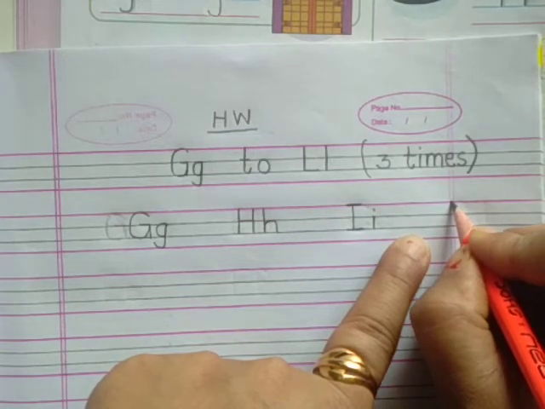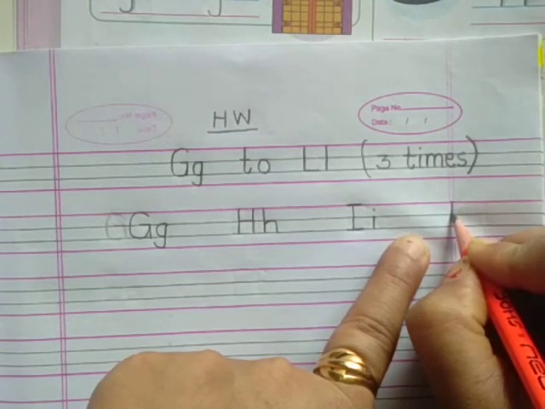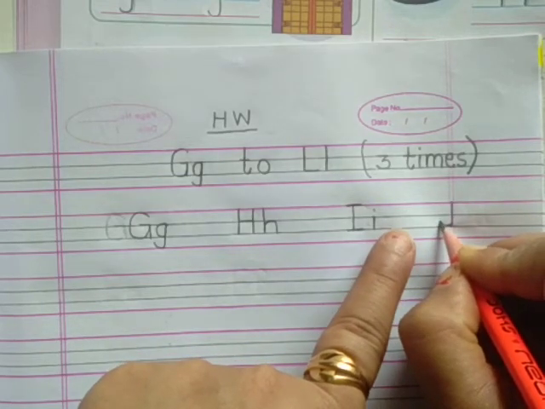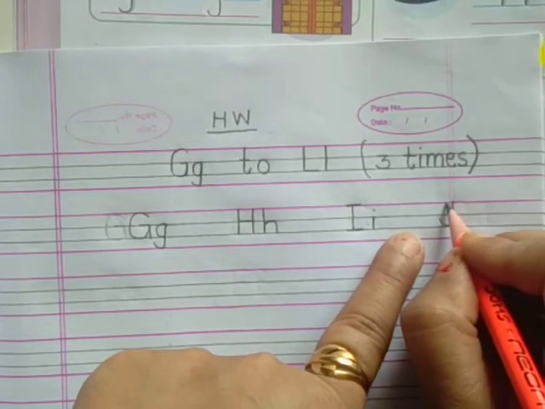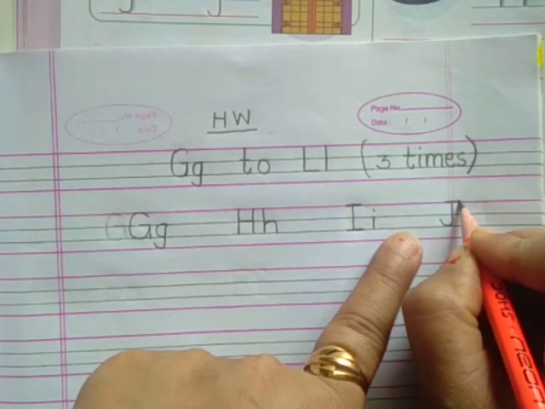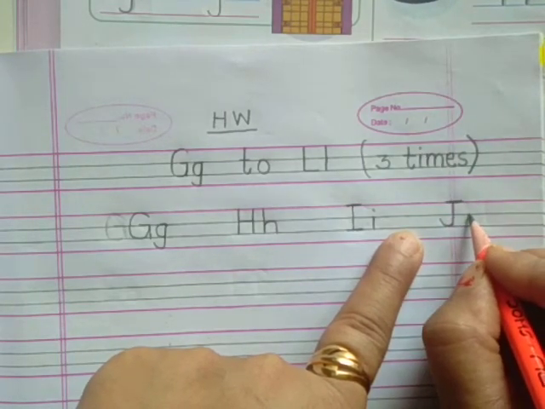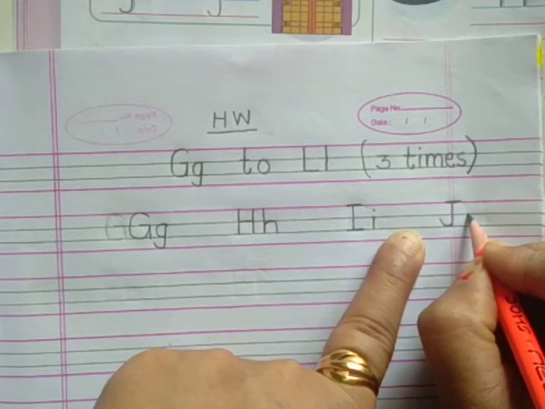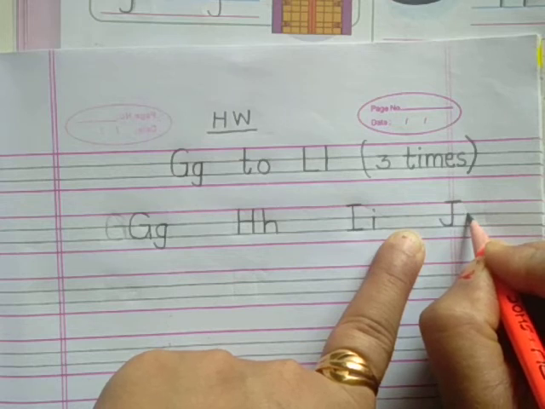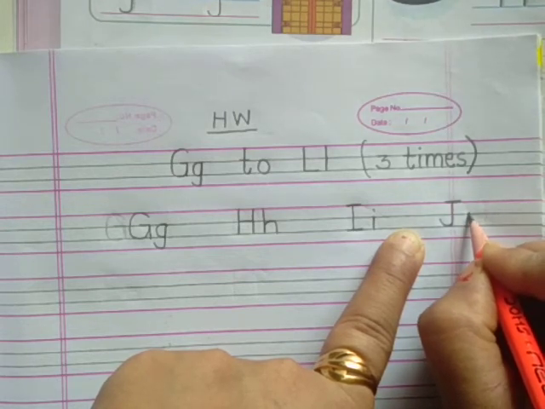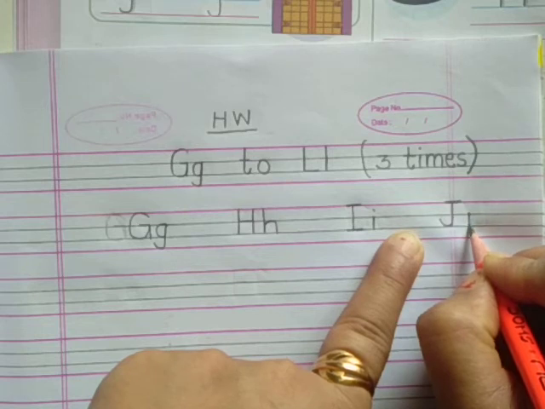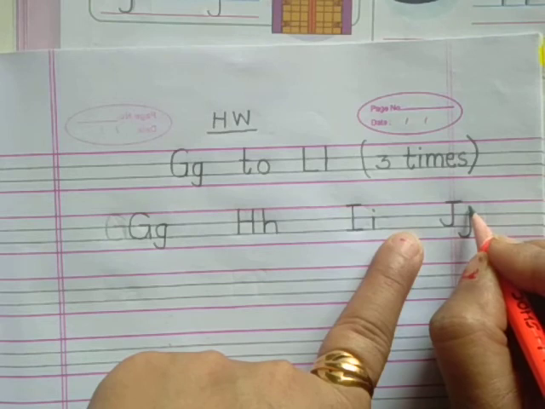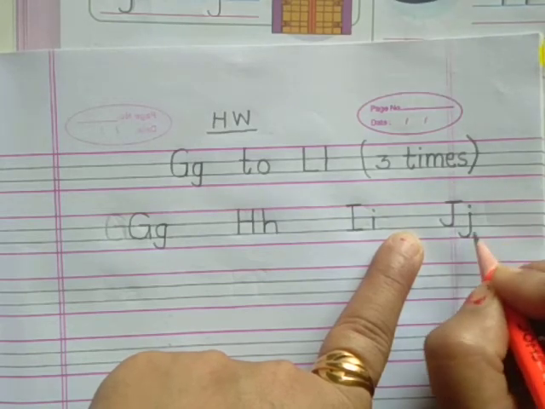J, standing line, and in the midway you have to turn to the left and a curve. J, line on the top. For writing small j, you need to hold this line. The second line, from here you have to start. You have to go standing down, but in the midway you have to turn like this. Small letter j.